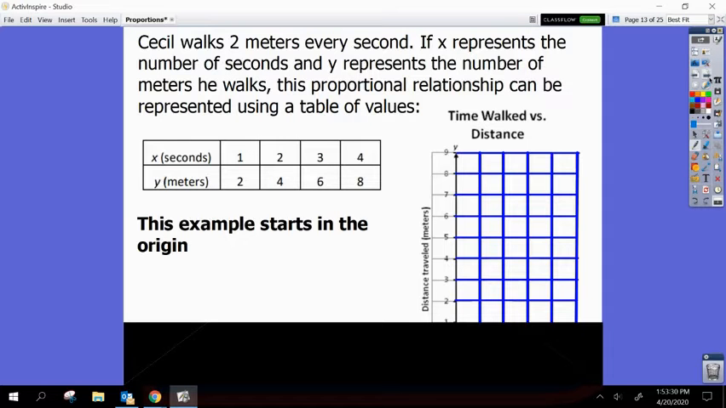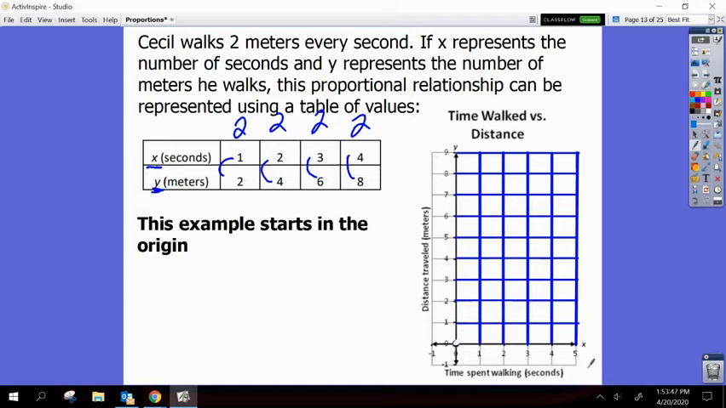Here's another table. Notice that y is on the bottom this time, divided by x. So it's 2 divided by 1, which is 2, 4 divided by 2, which is 2, 6 divided by 3, which is 2, and 8 divided by 4, which is always 2. So it always is 2. The constant of proportionality in this example is 2.